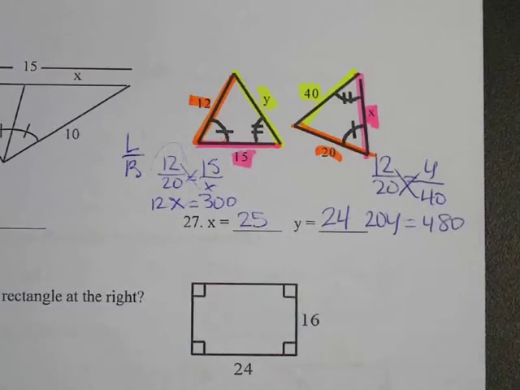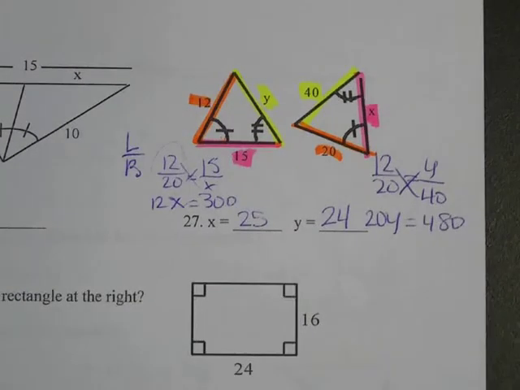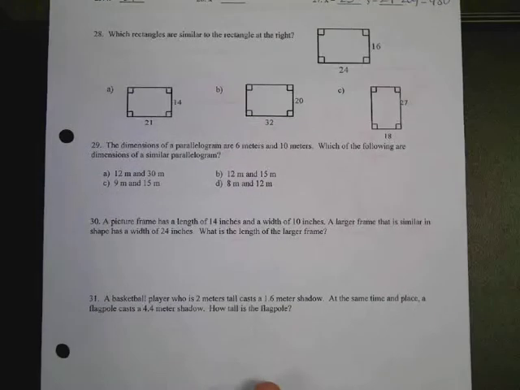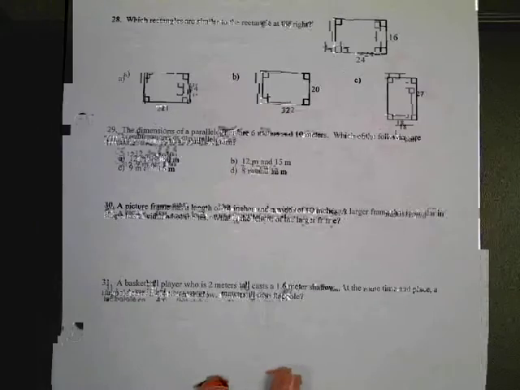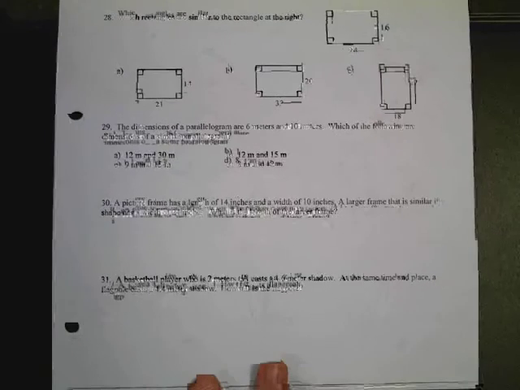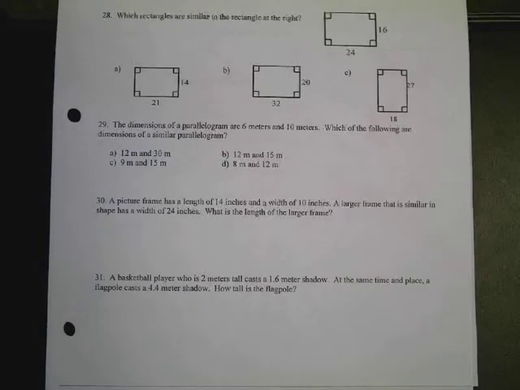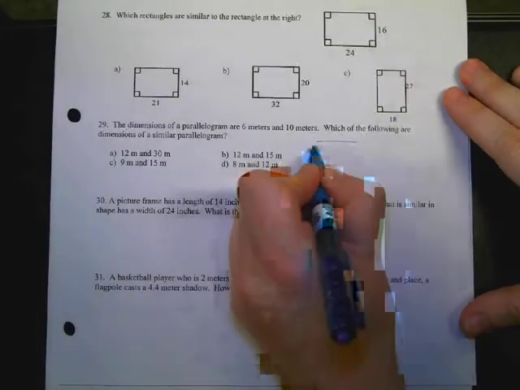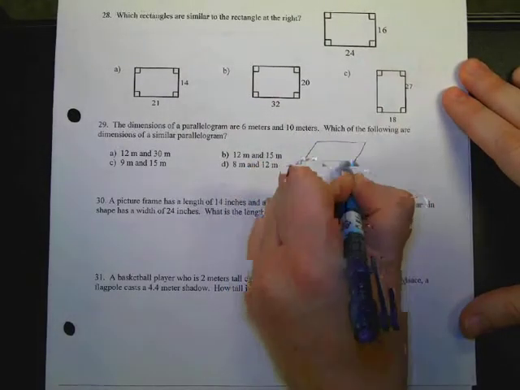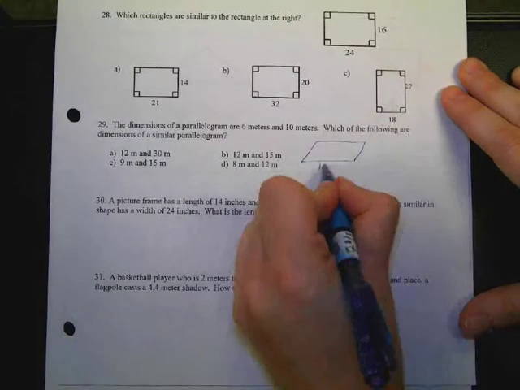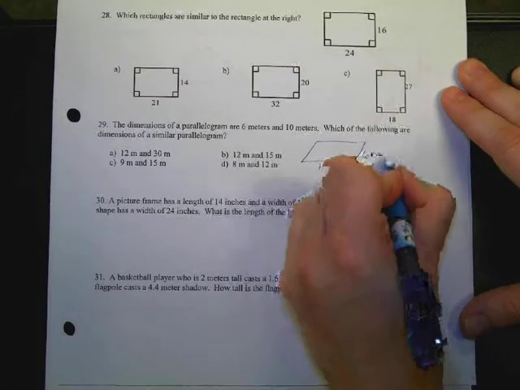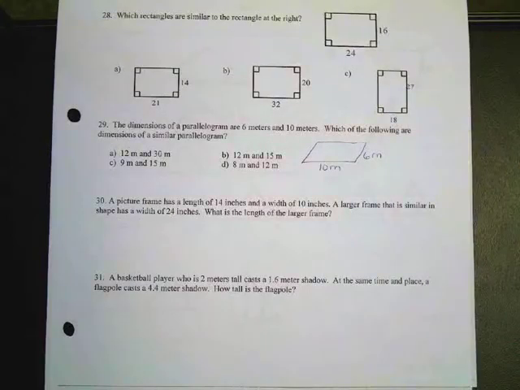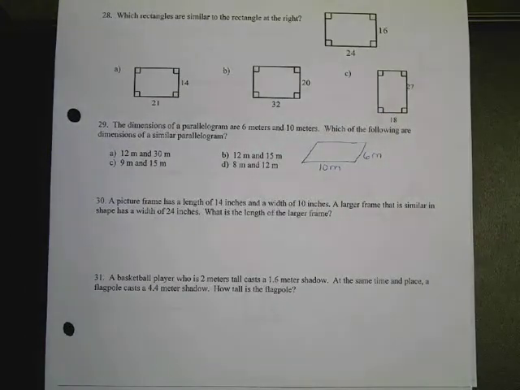All right, guys, let me zoom out a little bit so y'all can see 29. All right, number 29 says that the dimensions of a parallelogram are 6 meters and 10 meters. So when I draw a parallelogram, one of the dimensions is 10 meters, the other is 6 meters. And we want to find which of the following are similar dimensions or dimensions of a similar parallelogram.